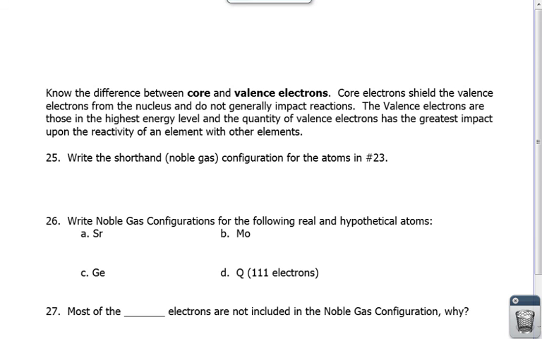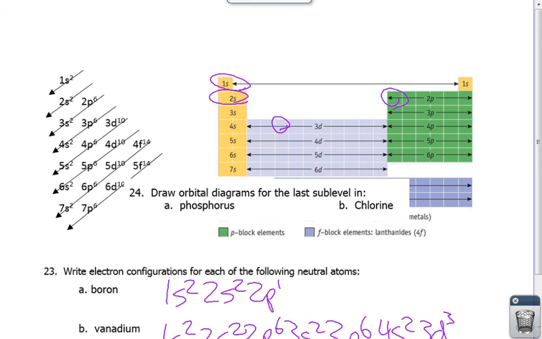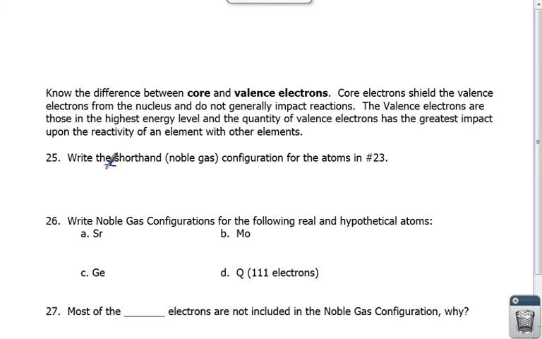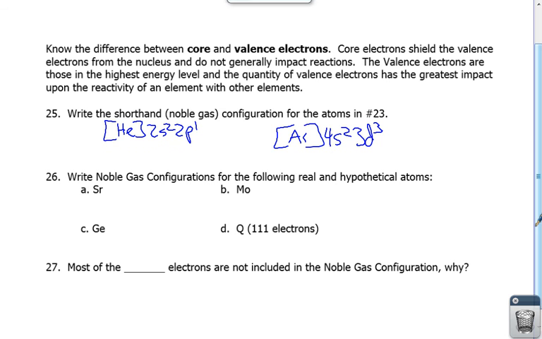Shorthand or noble gas configuration, number 23. So let's see, we were doing boron and vanadium. Boron, really, this one doesn't save us much. Helium would be the noble gas before it. For vanadium, though, we do get to save quite a bit of writing. Argon's the noble gas that comes before it. Let's try a couple more. Strontium, we would only have to write krypton, except it's got that 5s2 also. Molybdenum, where is Mo? Mo is also krypton.